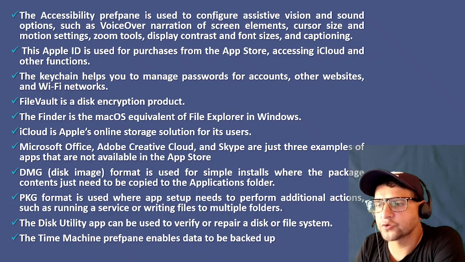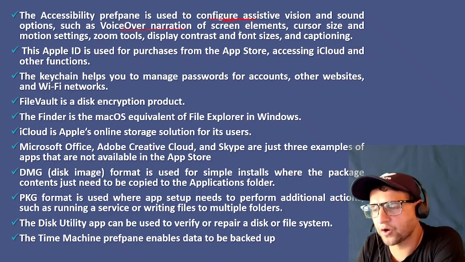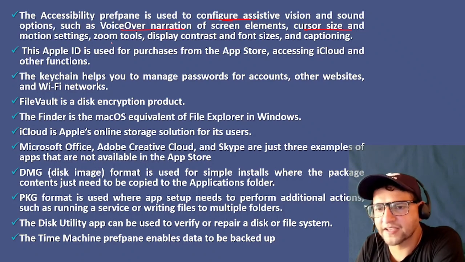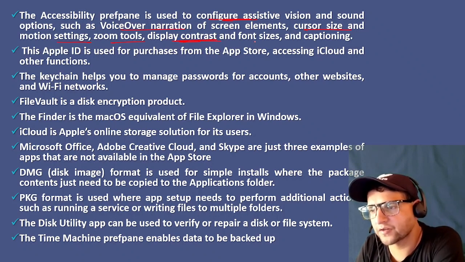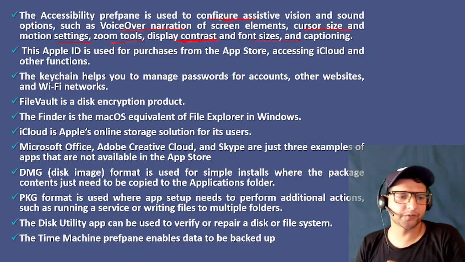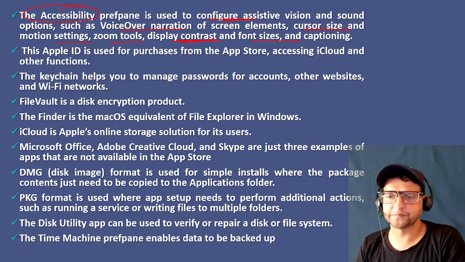The Accessibility pane is used to configure access to vision and sound options such as VoiceOver narration, on-screen elements, cursor size, motion settings, zoom tools, display control, contrast, and font size. So they will give you a scenario and you need to choose Accessibility.